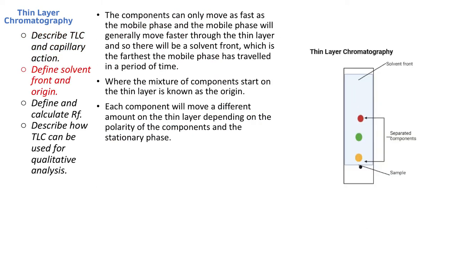Okay, so what happens is that the components, as they move through, can only move as fast as the mobile phase. The mobile phase is what they're dissolved in. The mobile phase will be dragging them through, and generally the mobile phase will move faster through the thin layer compared to the components. And so therefore there will be a solvent front. What is the solvent front? It's the furthest the mobile phase has traveled in a period of time.